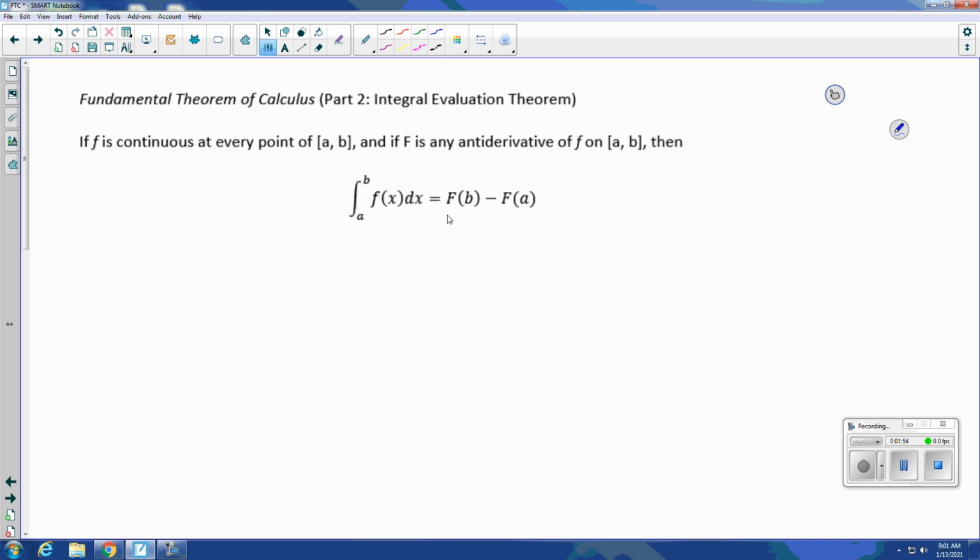But now, introducing the second part of the fundamental theorem, this is how we are going to calculate the value of our integrals. Antiderivative at the upper bound minus antiderivative at the lower bound. So let's look at some examples on how this is applied.